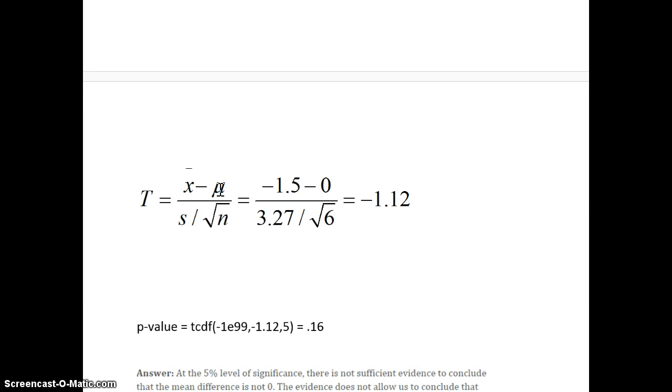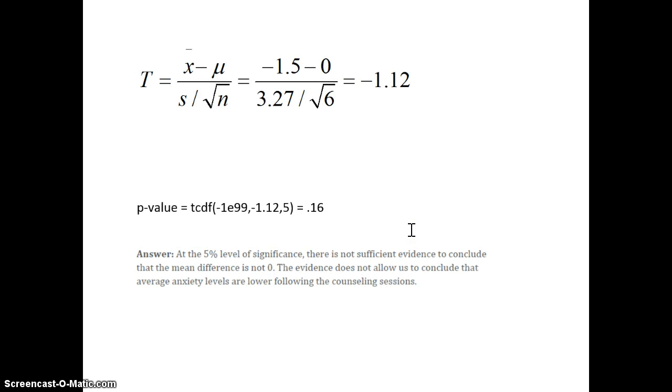Next, we have to get our t-value, x bar minus mu. Now, x bar from the TI is -1.5 minus mu. The mu is from the null hypothesis, which is 0. S is from the TI over the square root of 6. The t-score is -1.12. This is a left tail test, so the p-value is tcdf(-1e99, -1.12), with degrees of freedom being sample size minus 1, which is 5. The p-value is 0.16. At the 5% level of significance, 0.16 is bigger than 0.05.